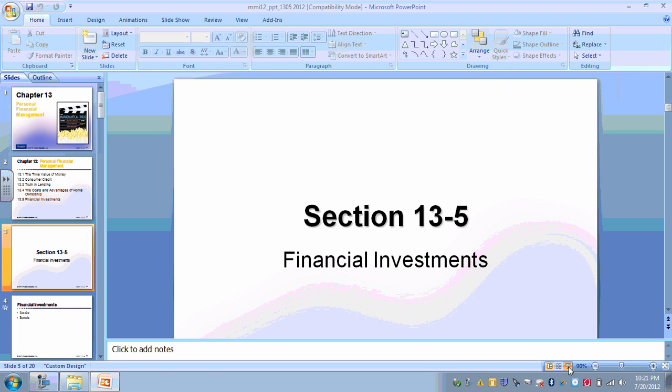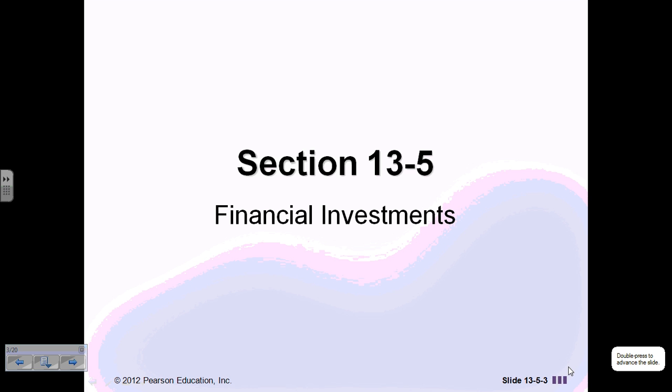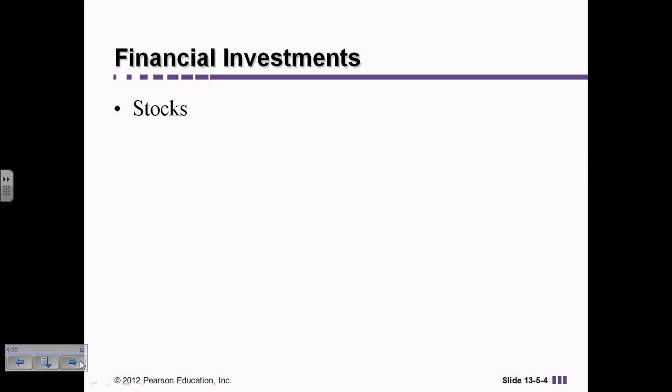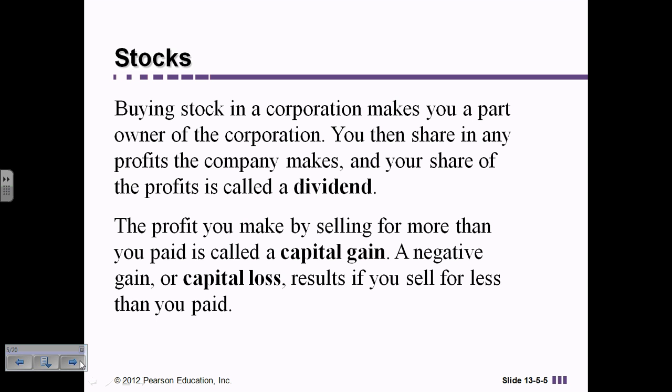All right, we're going to talk about section 13.5, which is talking about some financial investments that you can make when you've got that money available. And the two that we're going to talk about are just stocks and bonds. If you look in the chapter, there's quite a bit of other information, but we're just going to look at these two.